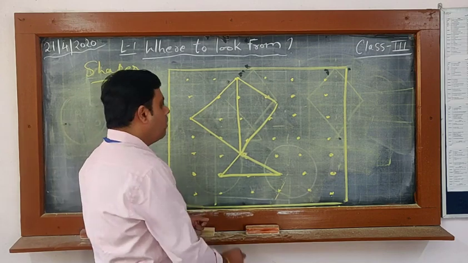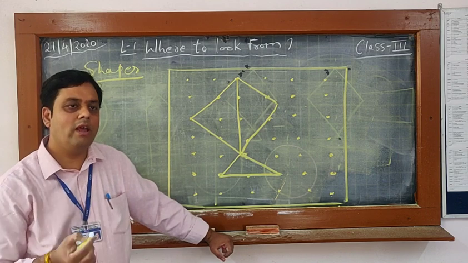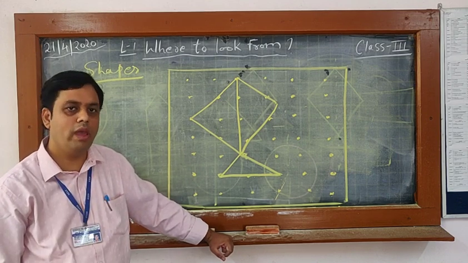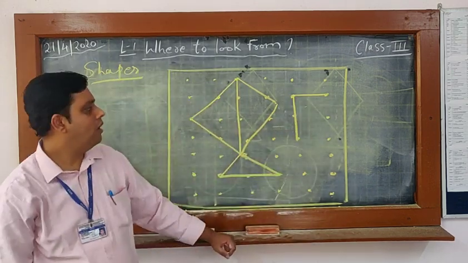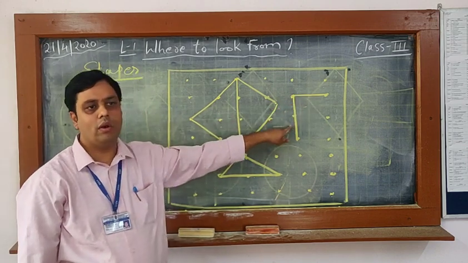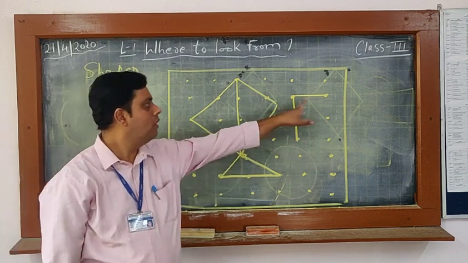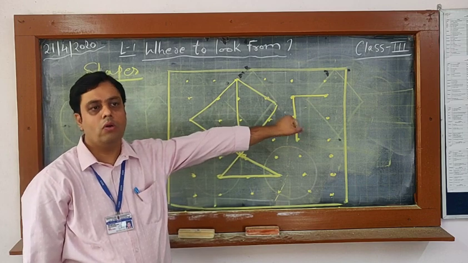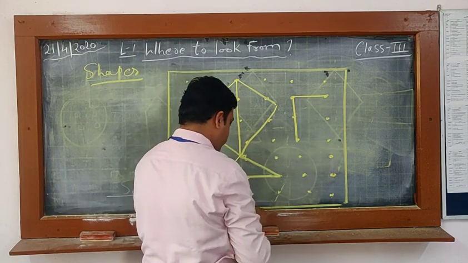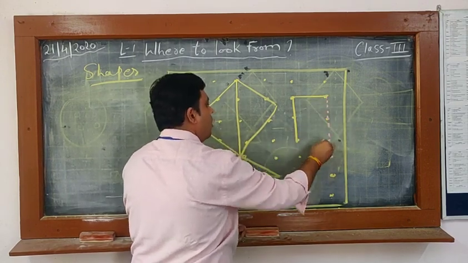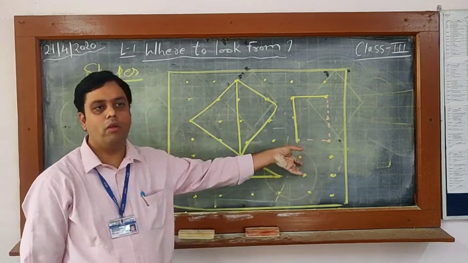And some questions are given to draw the shape also. One question is given here: two lines are given and you have to draw another two lines to make a shape. See, in this way, one line is given and two lines are given. Draw another two lines to make a rectangle or a square. So see, in this way we can draw a rectangle. Some other way also we can do.